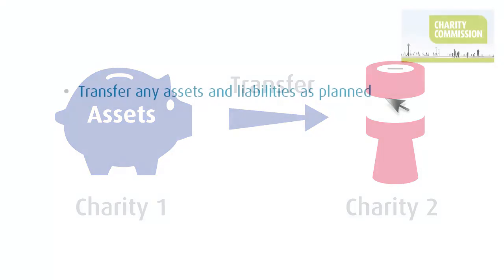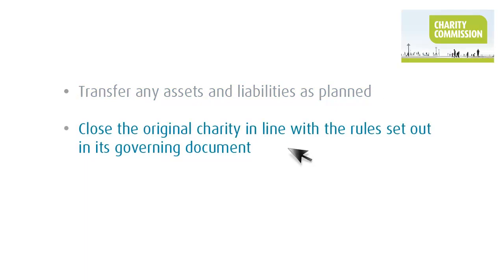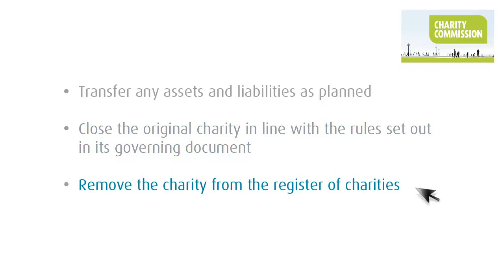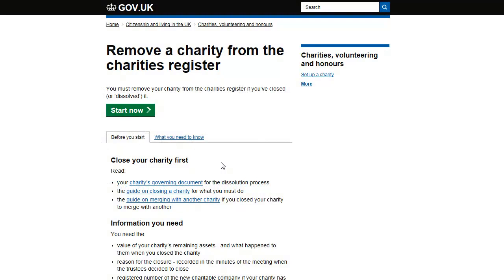After your new charity is registered, transfer any assets and liabilities as planned. Close the original charity in line with the rules set out in its governing document. Remove the charity from the Register of Charities. Use our guidance on Remove a Charity from the Charities Register on the gov.uk website.